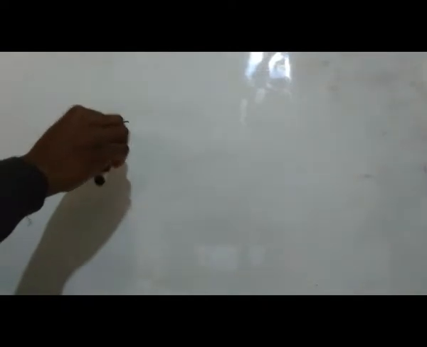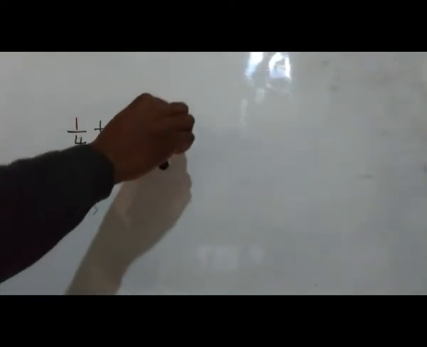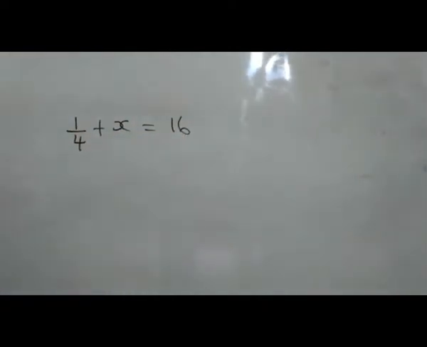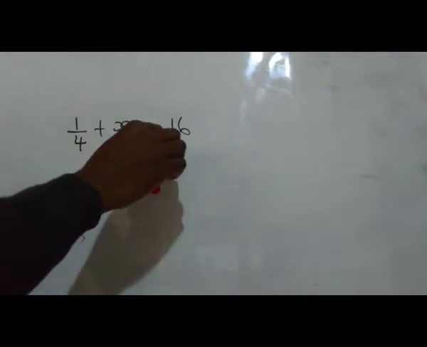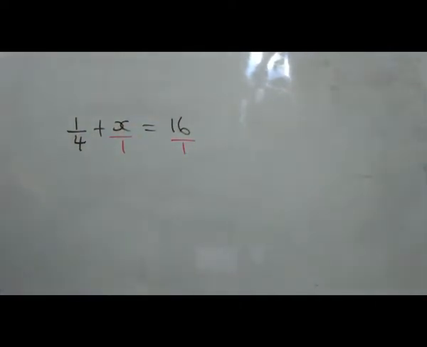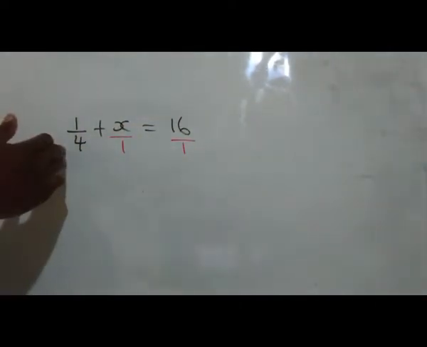What if you are given more than just one fraction on either side of the equation? For example, here I've got 1 over 4 plus maybe x is equals to 16. Something like this. One thing you have to acknowledge is every number is over 1. So the x is over 1 and this is over 1 as well. But in this case now we can just take this to that side.